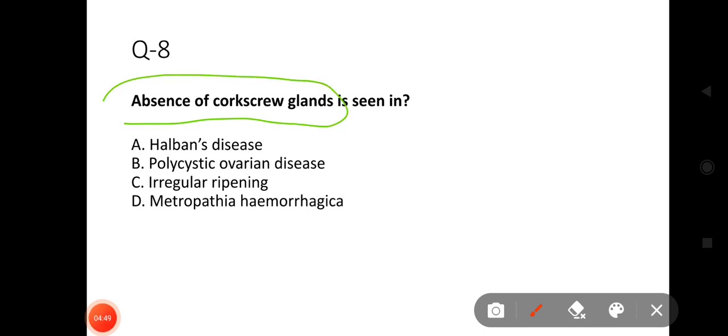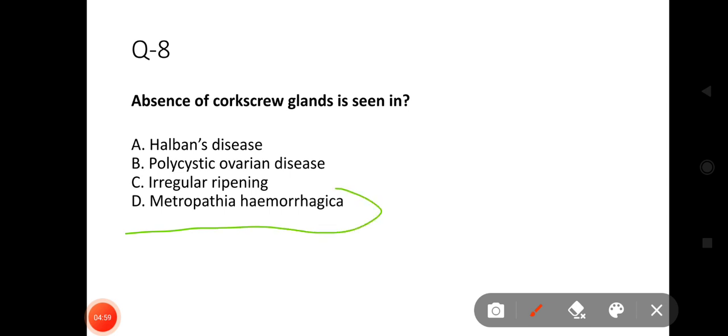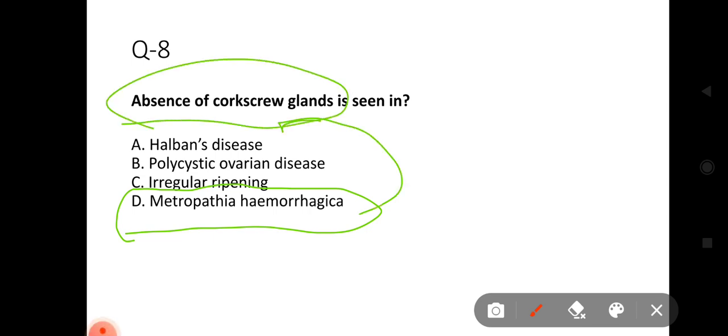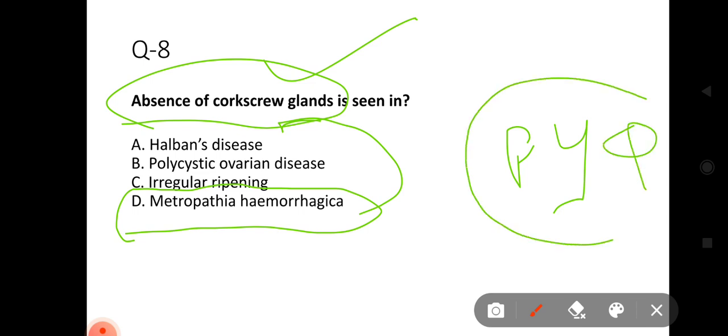Absence of corkscrew glands is seen in Halban's disease, polycystic ovarian disease, irregular ripening or metropathia hemorrhagica. So the answer is D, that is metropathia hemorrhagica. A question can be framed in this way: which of the following is a feature of metropathia hemorrhagica? If one of the options is absence of corkscrew glands, then you have to choose that option as the correct answer. Okay, so these previous year questions you should master. Our first target should be to master these questions, so that you score at least 90 to 95% correct in these previous year questions, direct as well as indirect questions.